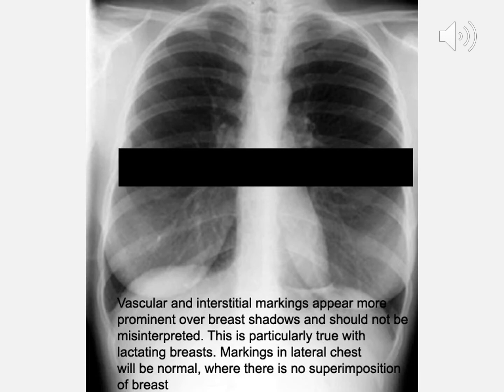This is really true in women with lactating breasts, denser breast tissue, fibrocystic breast disease, and women with implants. Of course, the implants will obscure it. So in these cases, just get a lateral view of the chest where you can look at the lung tissue and see, is that an infiltrate? Is there something there? Or is it just dense breast tissue?